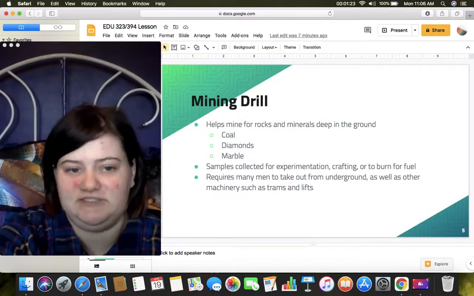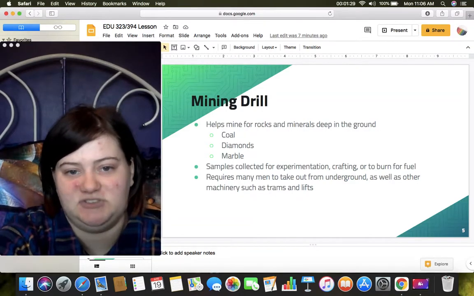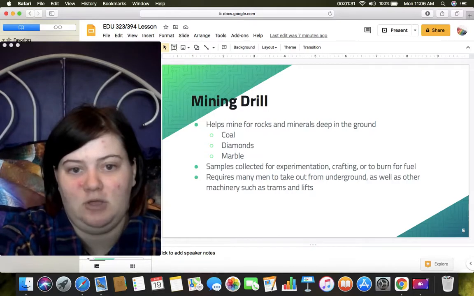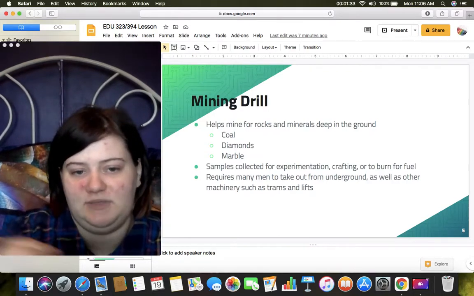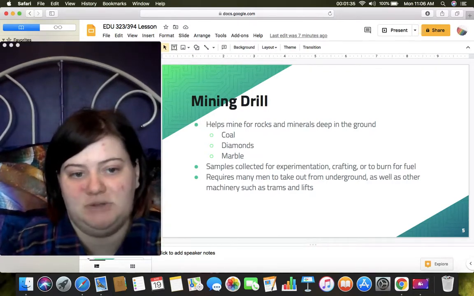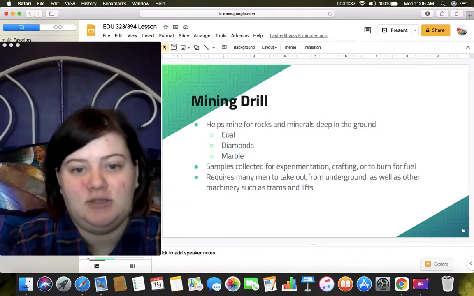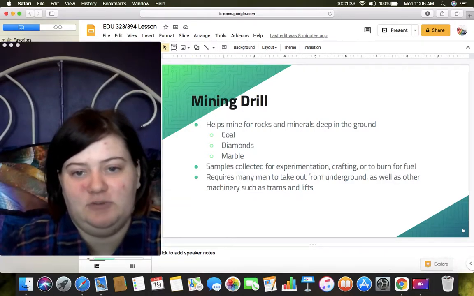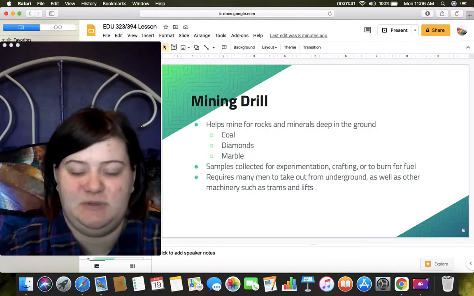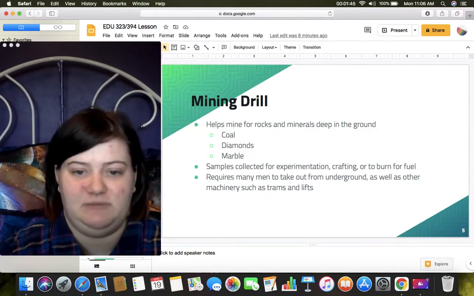So the first of these three is a mining drill. These help mine for rocks and minerals that are deep within the ground. Some examples are coal, diamond, and marble. All our natural resources can be found below the surface that we need to mine for. After those are collected, samples are collected for experimentation, crafting, or to burn for fuel. That would specifically be for coal.